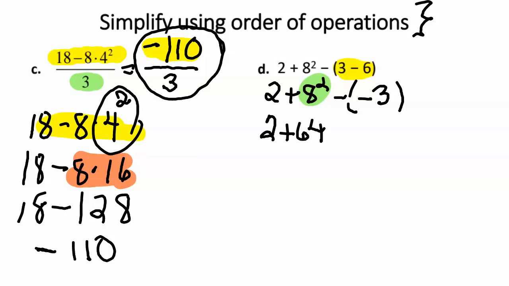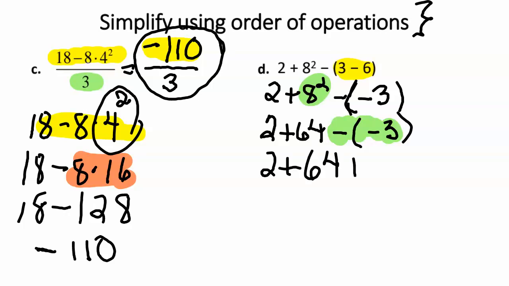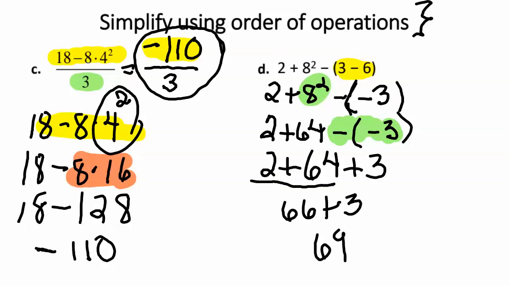Well, negative 3. Well, here we go. Negative negative 3 is going to give me a positive 3. Now, 2 plus 64 is 66 plus 3, or 69, is my answer.